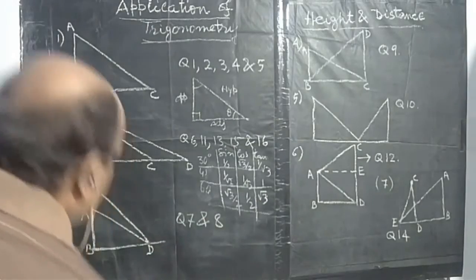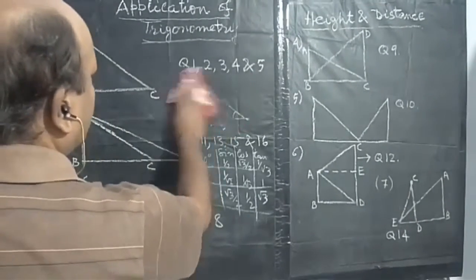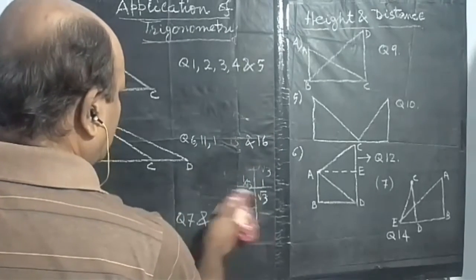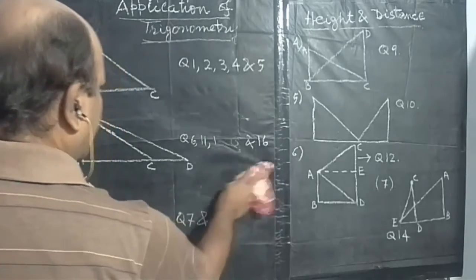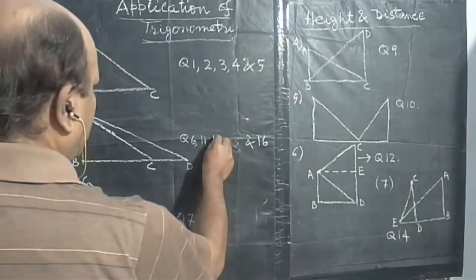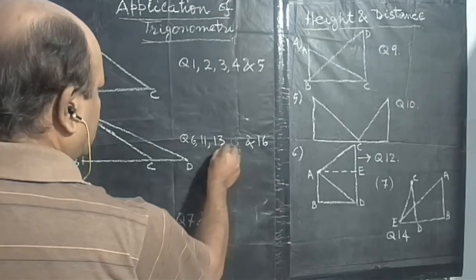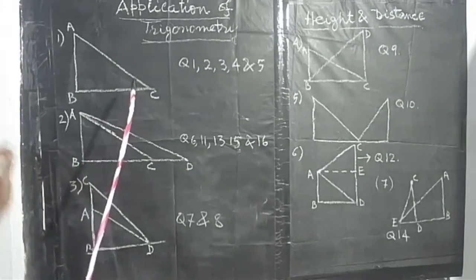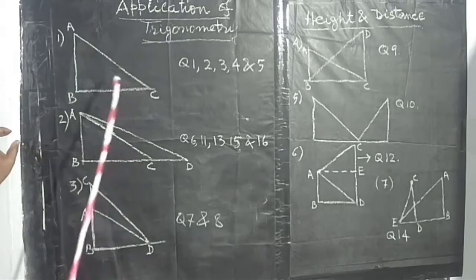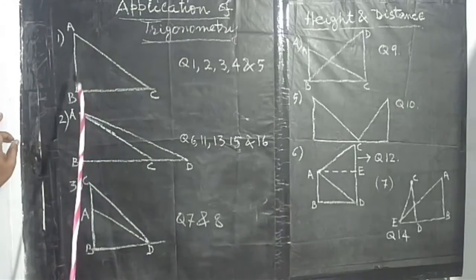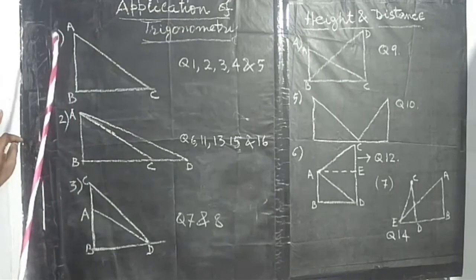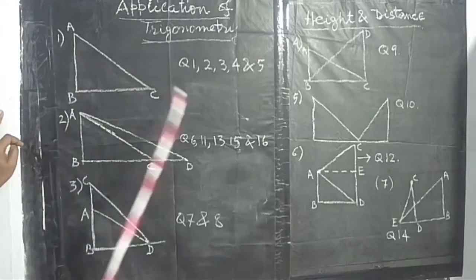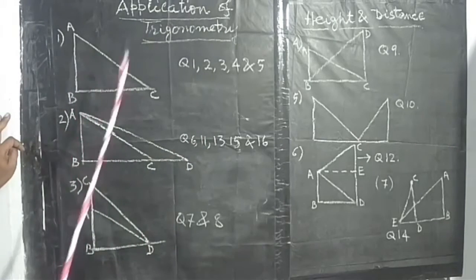Let us remove all these things. This basic concept, these are already discussed. Now, I have categorized all the 16 problems into a total of 7 groups or categories, according to the figure. Go through the question and realize what is given and what is asked. Accordingly, draw the diagram. Basically, I told you trigonometry means a right angle triangle.